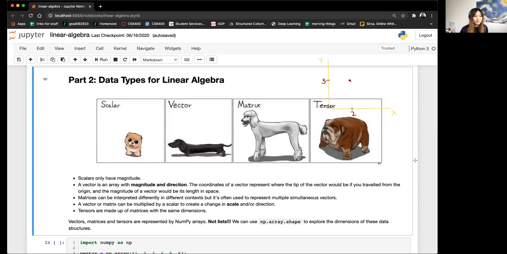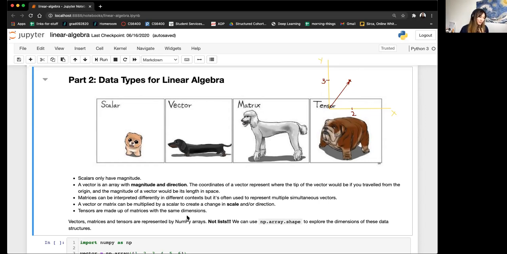But a 2, 3 vector looks like this. This arrow is a 2, 3 vector. So the direction is 2, 3, and the magnitude is literally the length of this arrow here, which you can solve with the Pythagorean theorem if anyone remembers that. We'll get into that in a little bit as well.